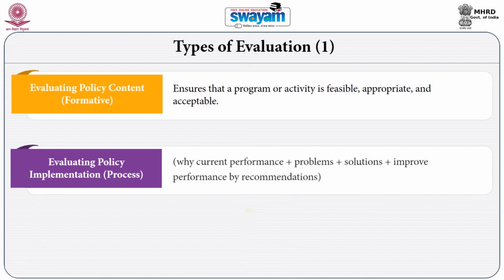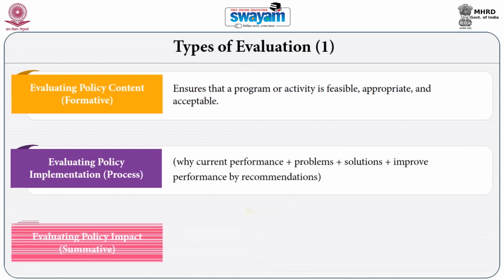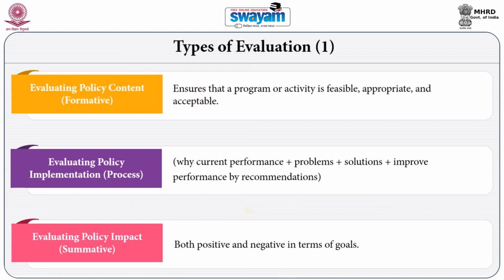The next is policy implementation, which is more concerned with process. It is like, what is the current performance, what are the problems, what are the solutions, and how you can improve performance by recommendations. The next is summative, which includes both positive and negative achieved in terms of goals.